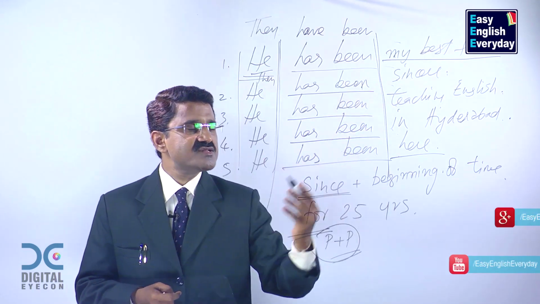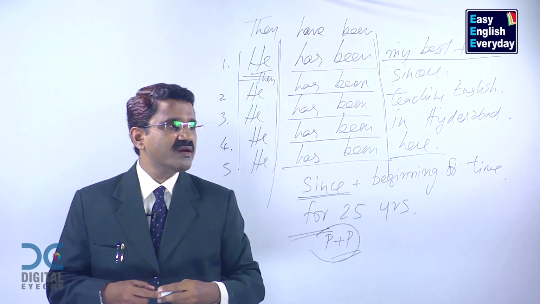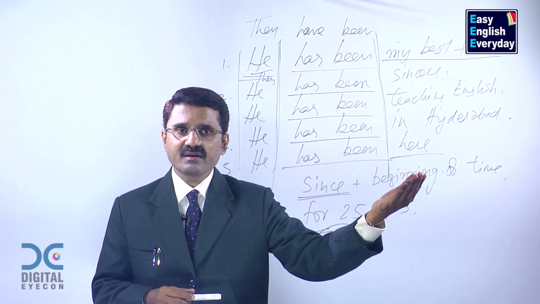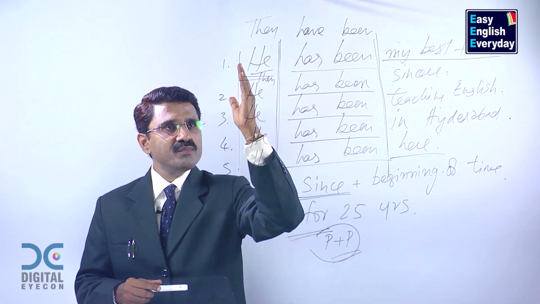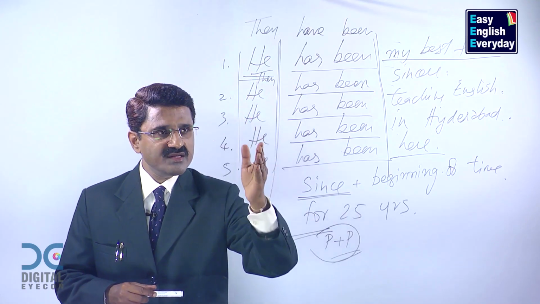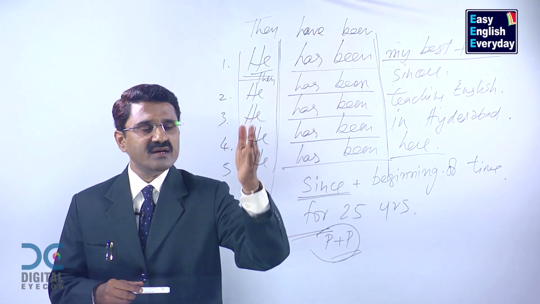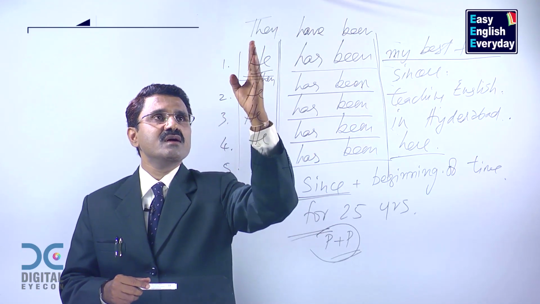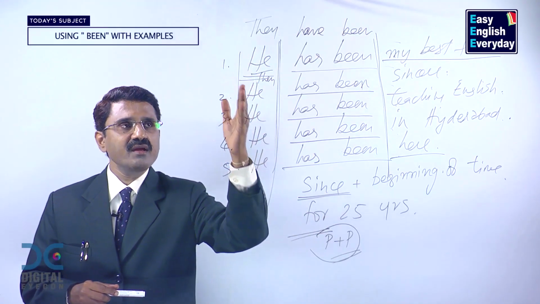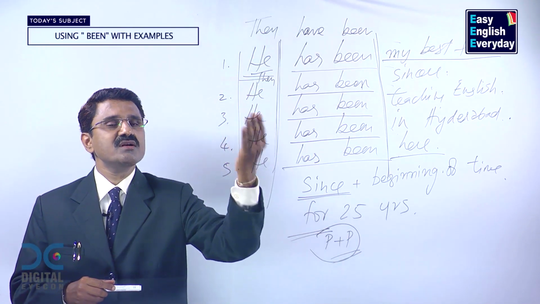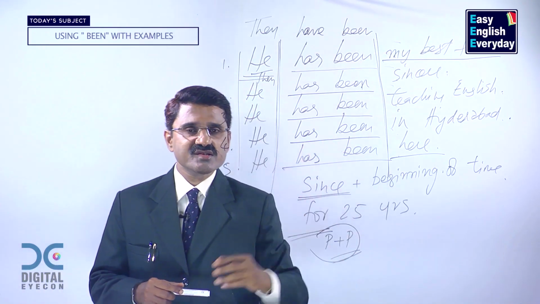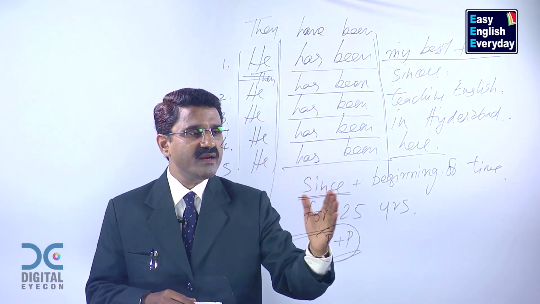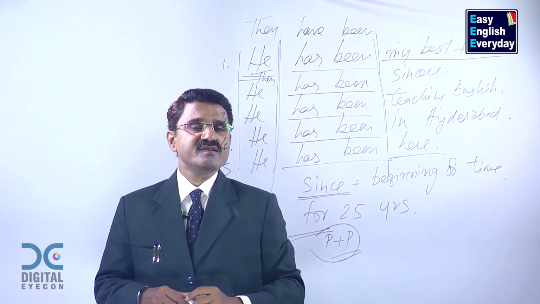We have been sincere. We have been teaching English. We have been in Hyderabad. We have been here. So if it is singular: he, she, it, Anil, Ravi, Ram, Shyam, Sita, Geeta, it. If it is plural: you, they, we, children, workers, doctors, teachers, lawyers. This is the way of using have been and has been to make sentences.